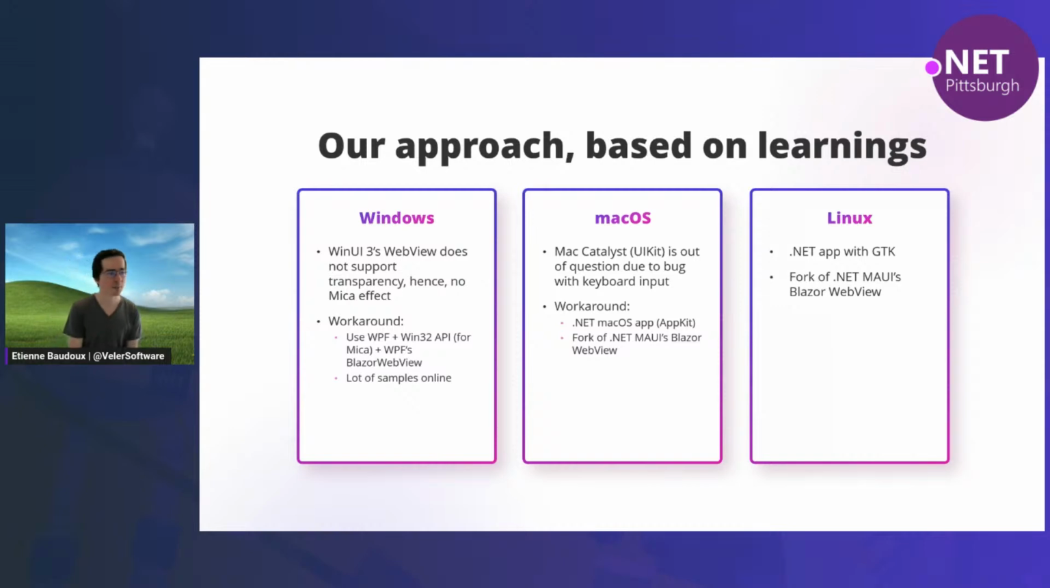On macOS, since making a UIKit app using MacCatalyst is out of the question because of this bug we have with the keyboard, then the workaround is to use the .NET workload for macOS, which gives us an AppKit app. And because .NET MAUI does not officially support AppKit, we simply did a fork of the Blazor web view from .NET MAUI. Again, it's free and open source under the MIT license, so very easy license. So you can go ahead and use that. And yeah, we did a fork of it. It took us just a few hours to do that. It was very, very quick because AppKit and UIKit are very similar actually in many aspects.